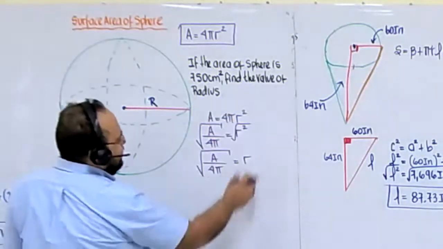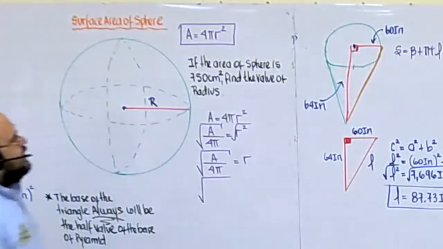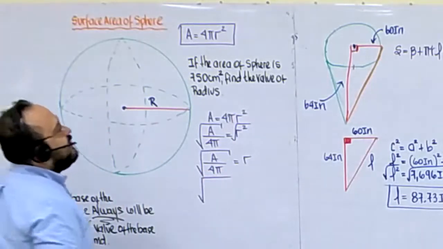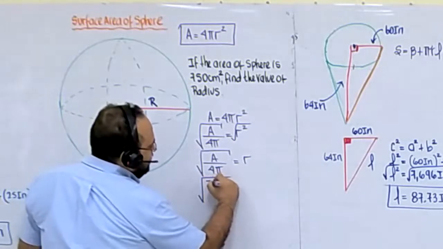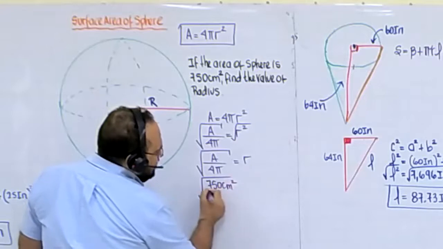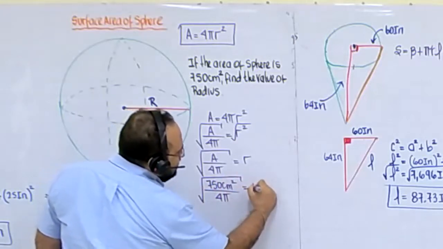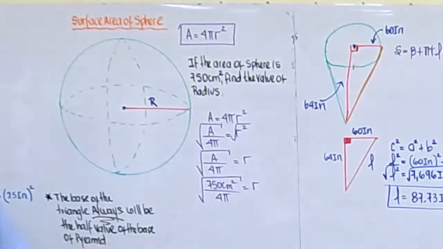Now, because we have solved for the radius, the only thing that we have to do is replace those values. What will be the value of the area? It will be 750 square centimeters divided by 4 times pi. And that will be the value of the radius.